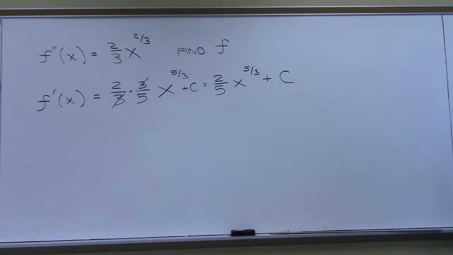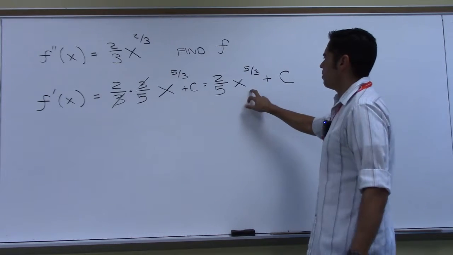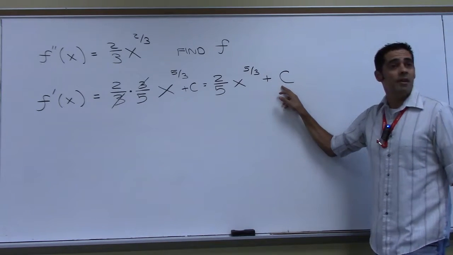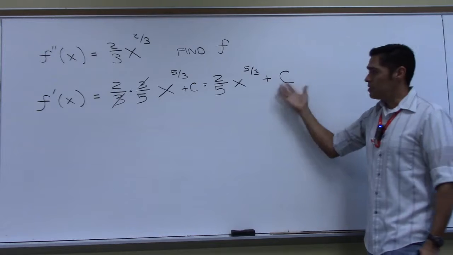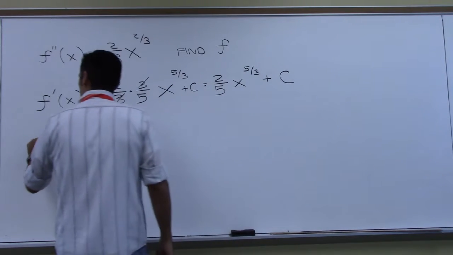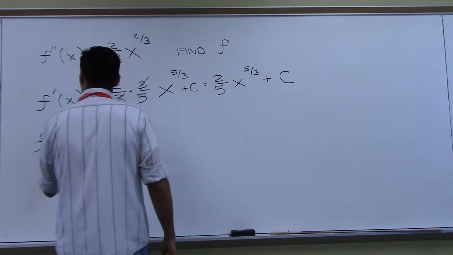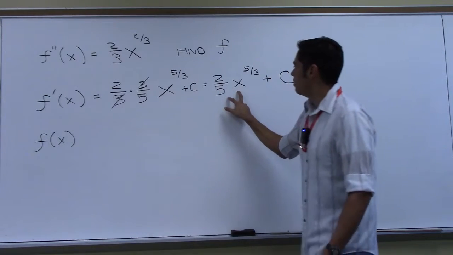Okay, so now I'm just going to go again. This is my first derivative, and I don't know what c is. I'm given no information about c, so I'm just going to leave it as c. And so now I go to little f. It's the antiderivative of this.